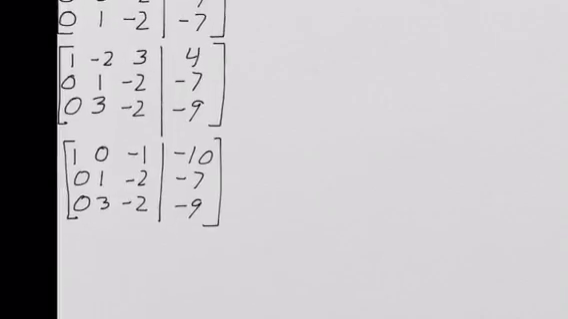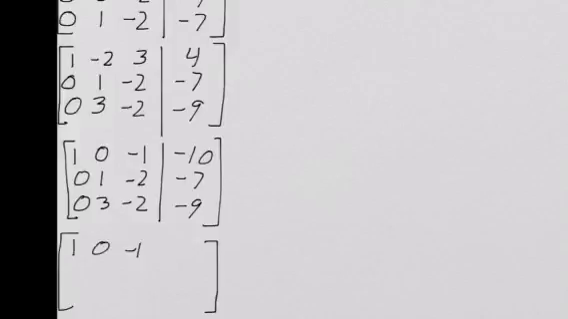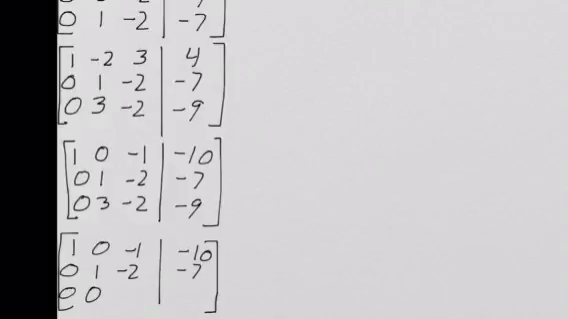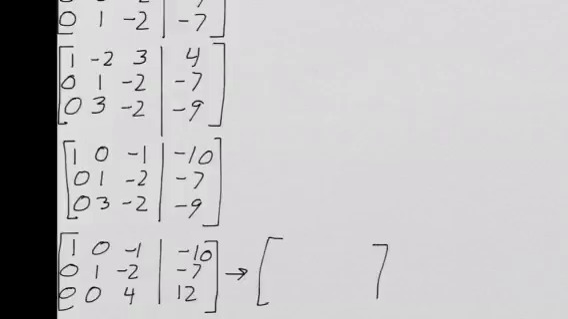And now for my next step, I'm going to add negative 3 times the second row to the third row. So 0, negative 3 times 1 is negative 3, plus 3 gives me 0. Negative 3 times negative 2 is positive 6. Minus 2 gives me 4. Negative 3 times negative 7 gives me a positive 21. Minus 9 gives me 12. So now I want to make that first non-zero entry 1. So I'm going to go ahead and multiply the third row by 1/4.